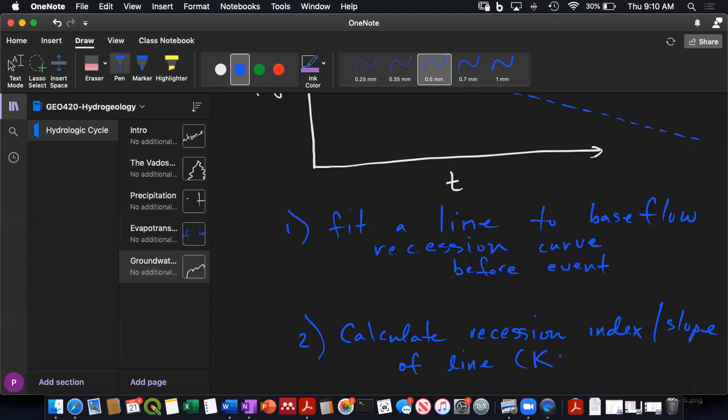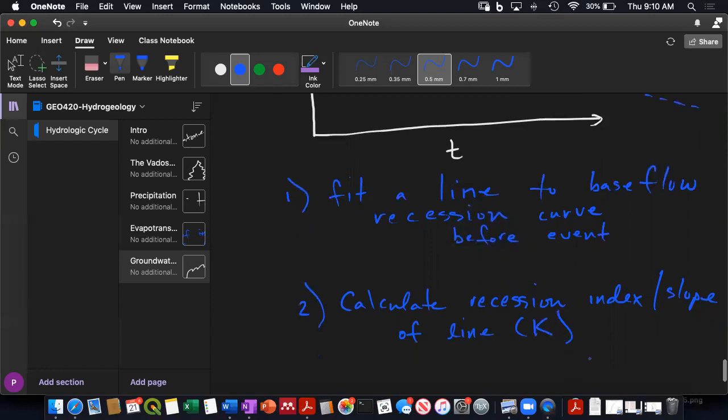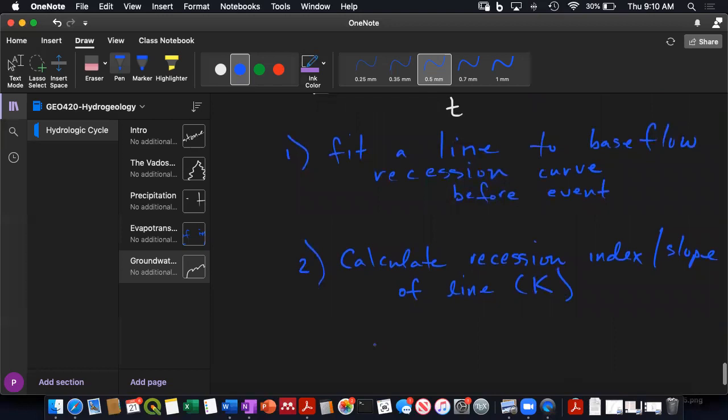So this we're going to call K, and K is the number of days it takes for the flow to reduce by 1 log cycle. All right.